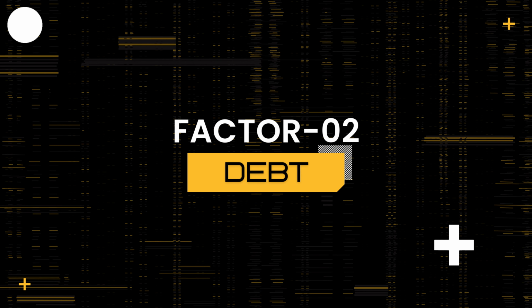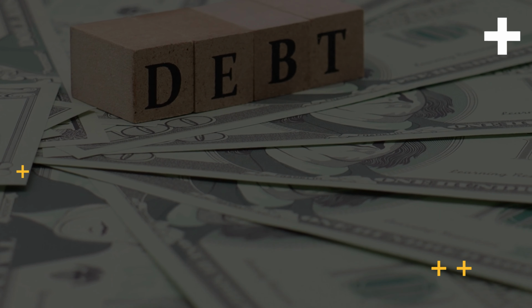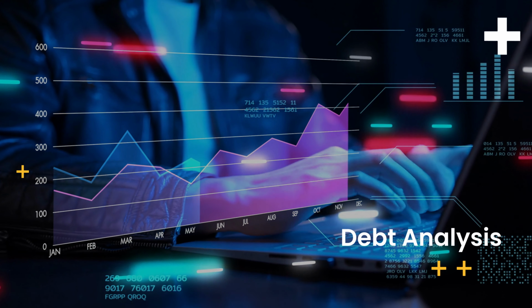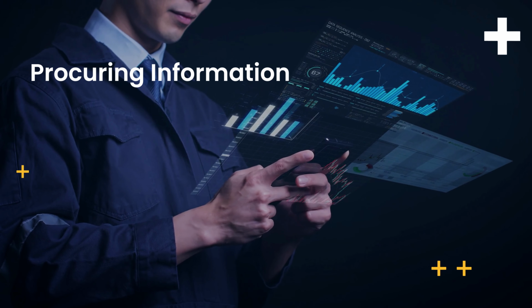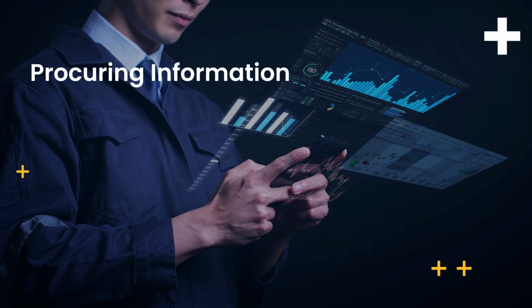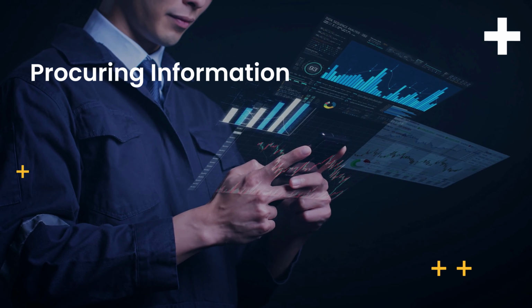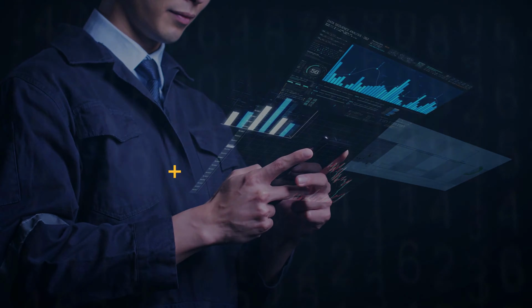Factor 2: Debt analysis of the company. The second major component is the debt analysis of the company you want to invest in. We can get all the financial statements and records of the organization from the internet, or we can pay a certain amount of fee to procure such records. To analyze the debt status of the organization, one can use various financial ratios. Let us now focus on a few ratios which can aid in this analysis.